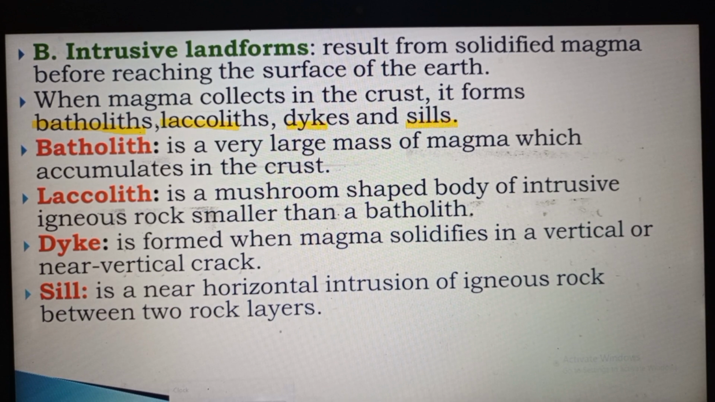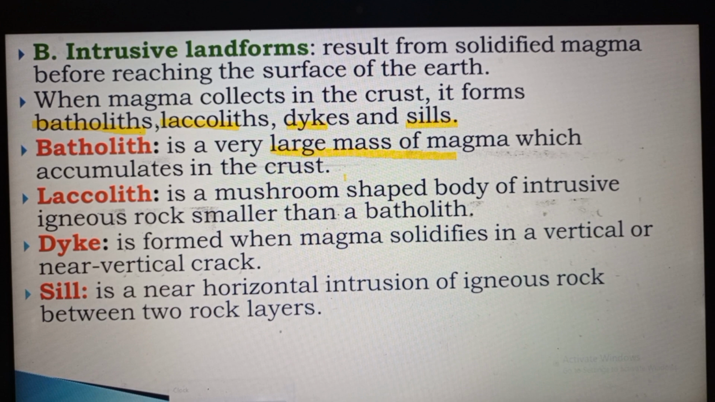Batholith. Batholith is a very large mass. All are formed from magma, but they are different in their mass and direction of formation. For example, batholith is a very large mass of magma which accumulates in the crust. So this type of landform is determined in terms of mass. A large mass of magma solidified in the ground makes a landform which is known as batholith.